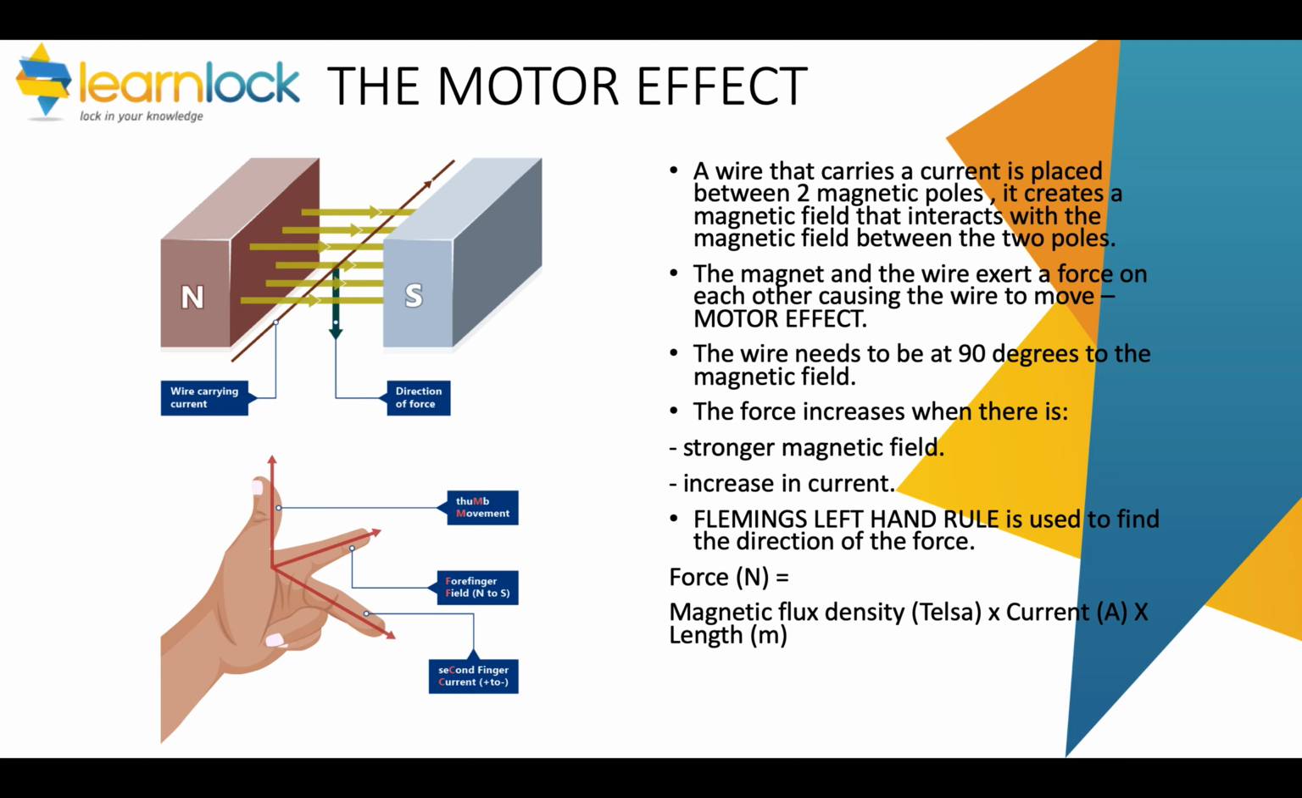This is the motor effect, and it works if the wire is at 90 degrees to the magnetic field. You can use Fleming's left-hand rule to find out the direction of the force and in which way the wire will move.